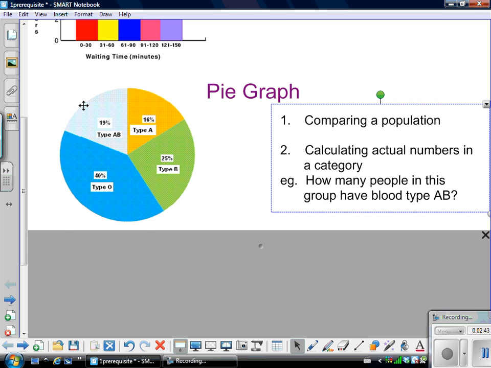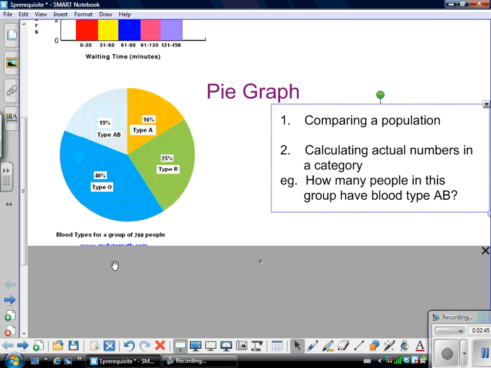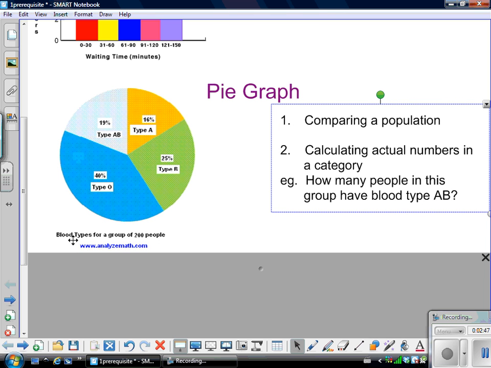If I look at this graph, it's actually looking at blood types, and it looked at 200 people. From those 200 people, 40% had type O. We have almost 20% type AB, 25% type B, and 16% type A. So very, very good at comparing a population.